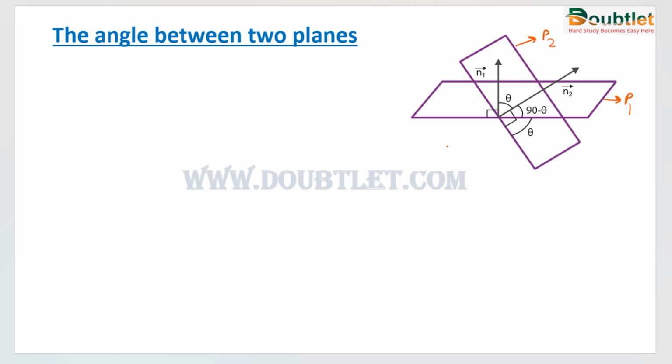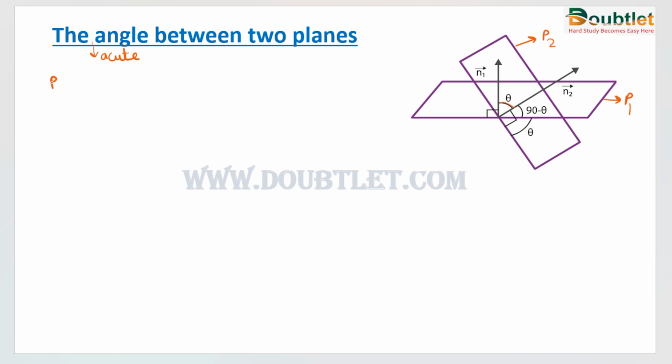So if we find the angle between these two normal vectors, that is theta, then we can say that these planes are intersecting at an angle theta. Here there are two angles. This theta is the acute angle, and this 90 minus theta is the obtuse angle. So we have to find the acute angle, and if we need to find the obtuse angle, then we have to subtract it from 180 degrees.